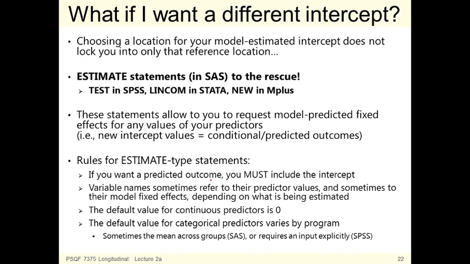In these statements, if you're trying to predict an outcome, you must have the intercept. The variables are going to sometimes refer to their predictor values and sometimes refer to their betas, depending on what is being estimated, and that is the trickiest part of getting these right. If you don't have any interaction terms, the variables in these commands always refer to their betas. It's only in the case of interaction terms that this can change. The default for continuous predictors is 0. The default for grouping variables, which we'll talk about next, varies by program.